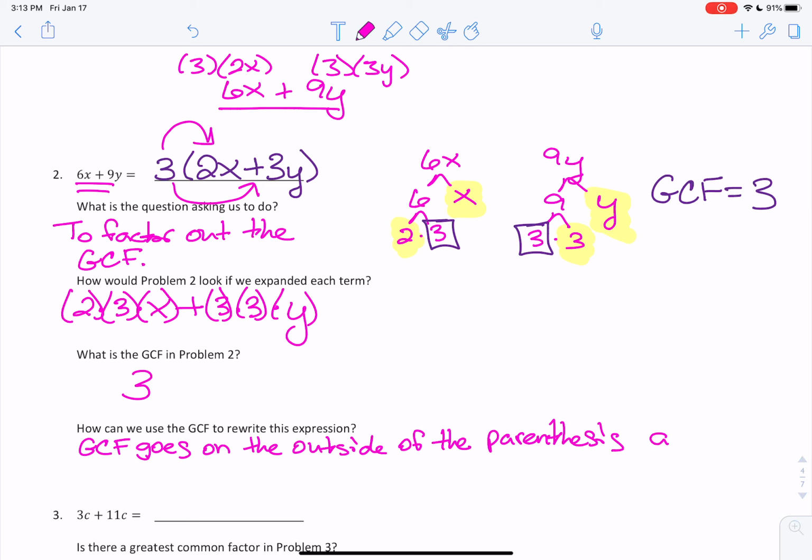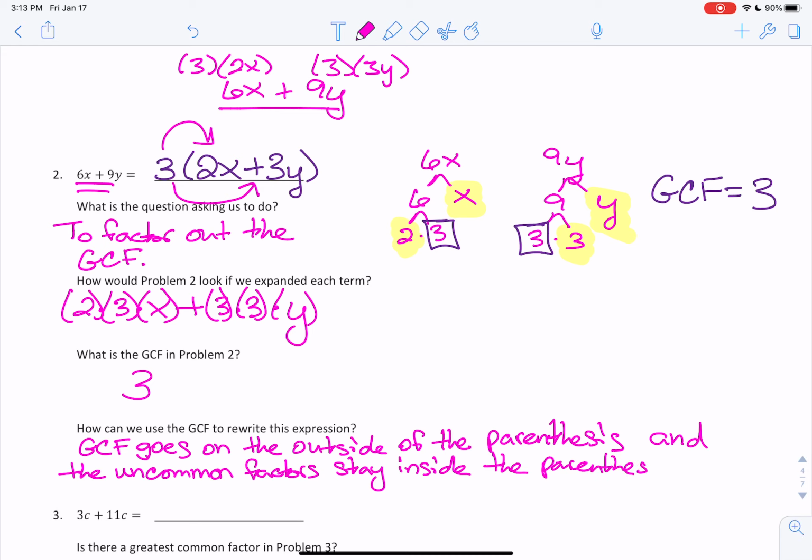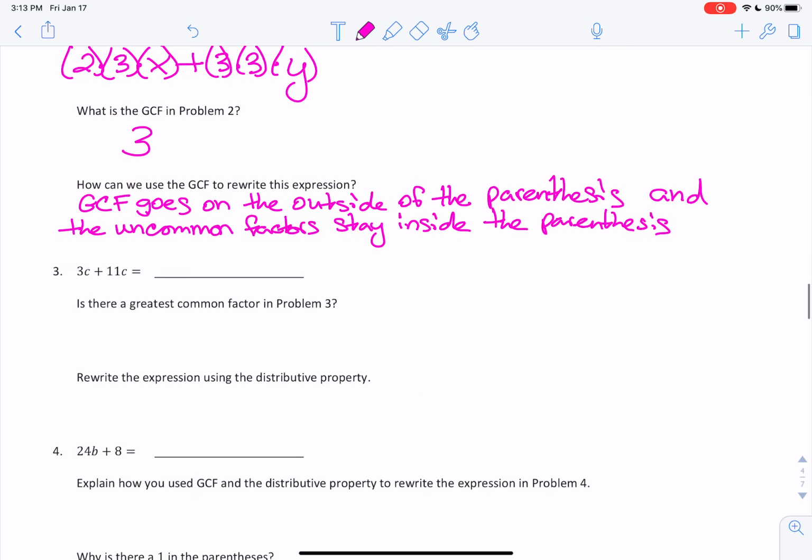And the uncommon factors, or the leftovers, as I was calling them, stay inside the parentheses. Whatever you have left over from your factor tree stays inside. So let's take a look at another example.